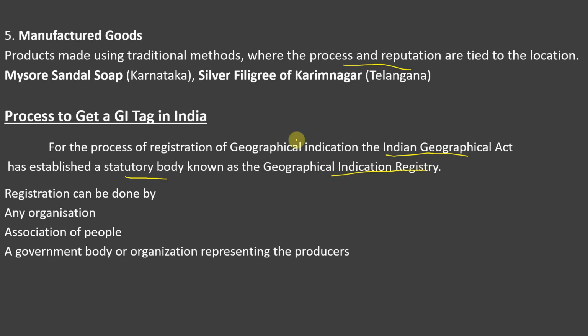Registration can be done by any organization, association of people, a government body, or an organization representing the producers. So, there shall be a group of producers or an association of people or some organization, but a single individual alone cannot apply for the registration of goods. There must be an association of people who produce that certain type of goods.